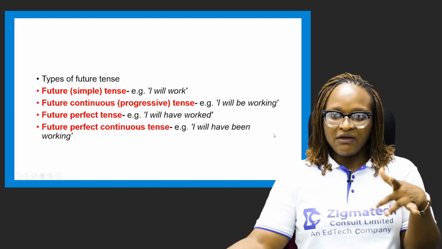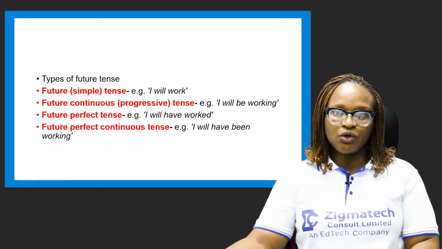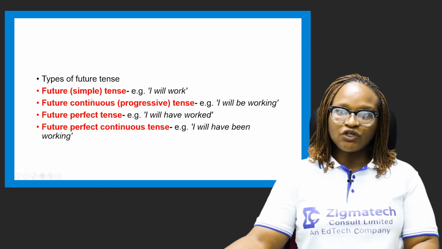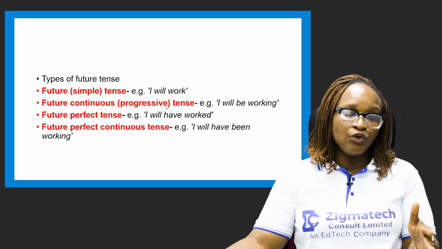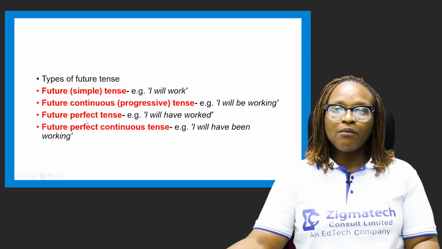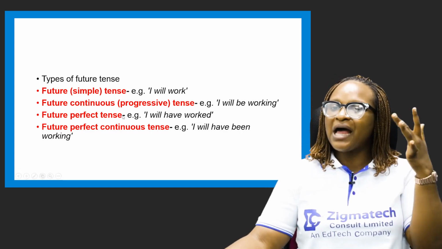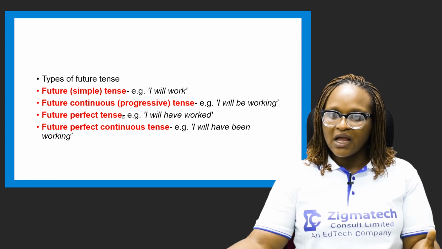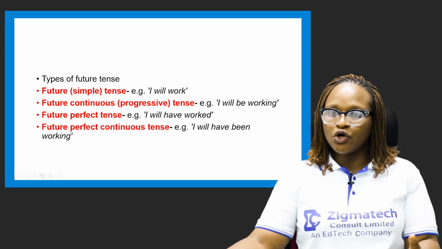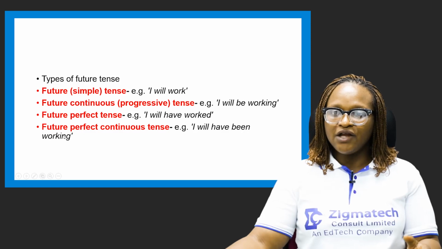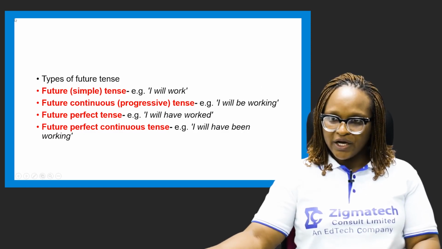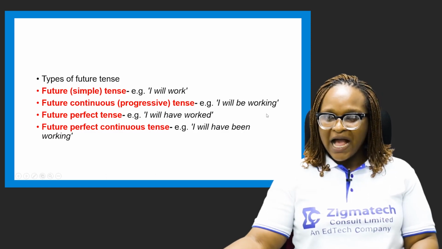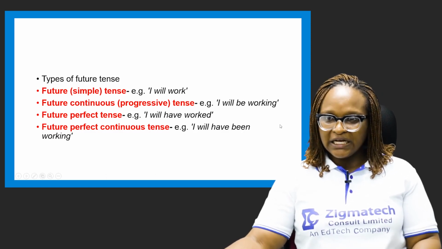That's the link. Then finally, we have types of future tense. You have future tense simple, I will work. Future continuous, I will be working. Future perfect tense, I will have worked. Then future perfect continuous, I will have been working. So these are the aspects that we have in English.